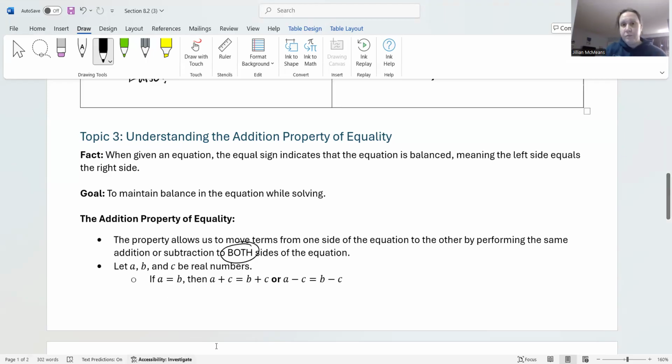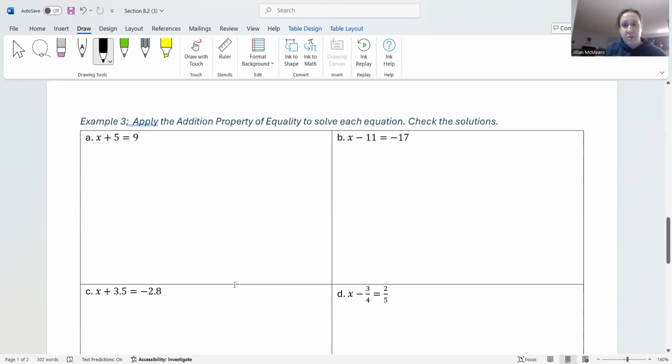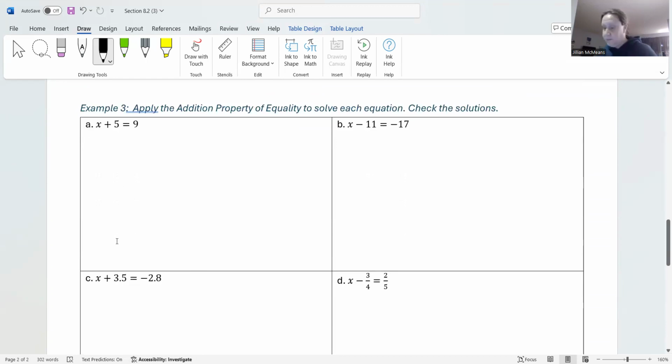Okay? So let's do some really simple examples. Example three says, apply the addition property of equality to solve each equation. Check your solution. Now remember, the heart and soul of solving equations is to isolate the variable, and the way we isolate the variable is we undo what has happened to that variable. So for part A, we have x plus 5 equals 9.